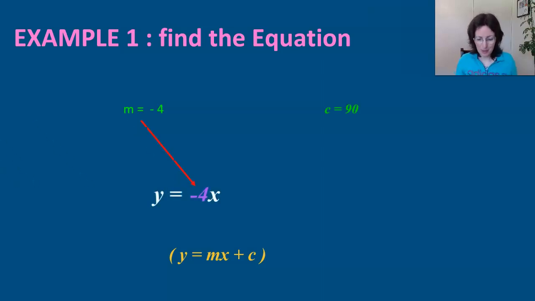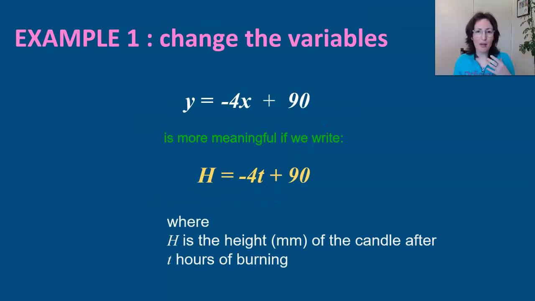The m value there, we put in the negative 4 in place of an m, and then the 90, we substitute the 90 in instead of the plus c, so we're doing plus 90, and there is our equation of the line. But sometimes it's more meaningful to write that with variables that are relevant to the particular question.